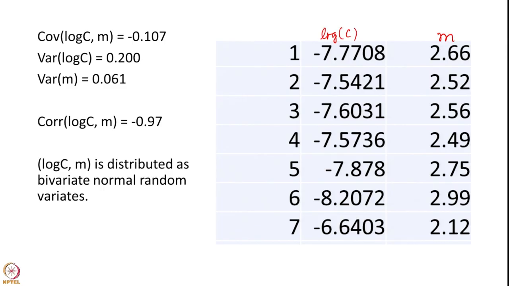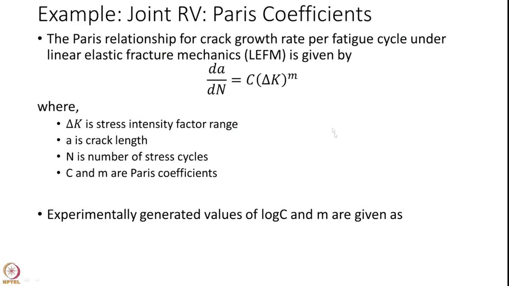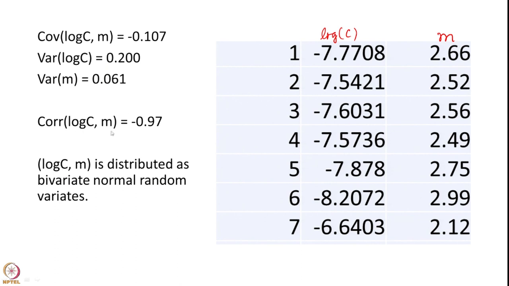We have not yet introduced the distribution functions and special distributions such as the normal distribution, but just for your information, bivariate normal is like a 2-variable normal distribution, and these 2 random variables are log C and m. Please note that though Paris coefficients, as they are called, are constants, we have to remember that when you estimate them for different fatigue crack growth curves, they come out different because each estimate becomes a random variable. From each curve you get some value of C and some value of m, and they tend to vary, and therefore they appear to be random variables, and here I am showing that they are random variables in some sense, the estimated values.